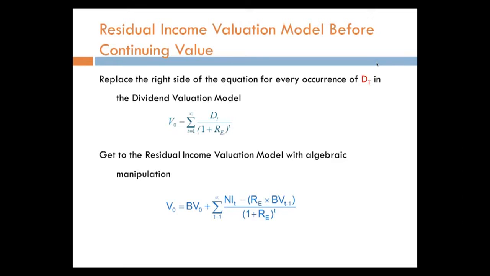So if you're not adding any value, if you're just getting returns equal to your required rate of return, your value is equal to your book value. If you're getting better returns, you're increasing your value. If you're not meeting that need, you're decreasing your value.